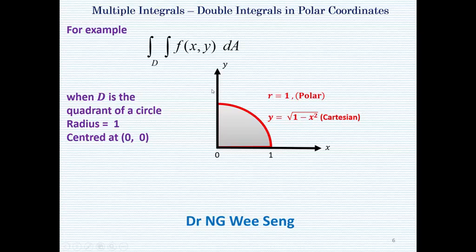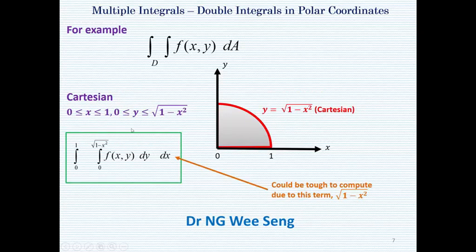Let me give you an example where the use of polar coordinates will be more convenient. Here we are asked to evaluate a double integral for some function f when the domain is a quadrant of a circle. As you can see from the diagram, a circle has Cartesian equation y equals the square root of 1 minus x squared. But in polar form is r equals 1. So immediately you can see the advantage. Instead of dealing with square root of a quadratic function, you are just dealing with a constant term. So that's actually one reason why the use of polar coordinates is good.